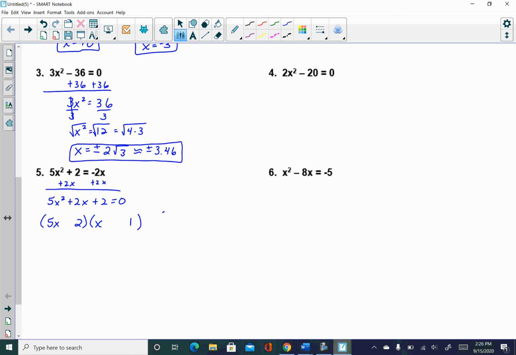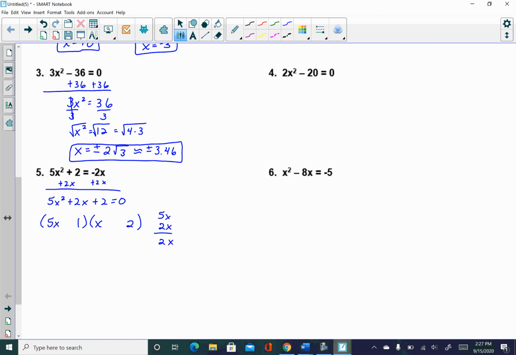So now let's look. On the outside I have 5x. On the inside I have 2x. My goal, I'm trying to get a 2. Well, 5 plus 2 is 7. 5 minus 2 is 3. So that's not going to work. Let me swap my 2 and 1. So if I put the 1 in the front and 2 in the back, it gets worse, doesn't it?